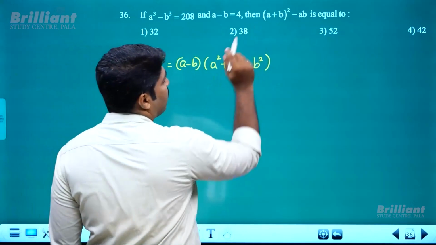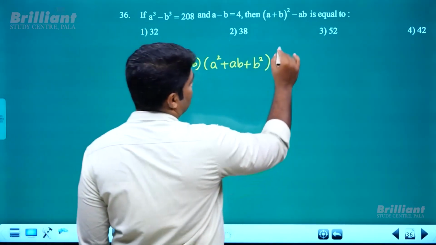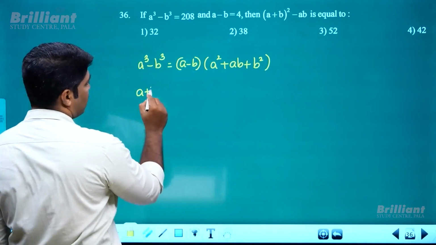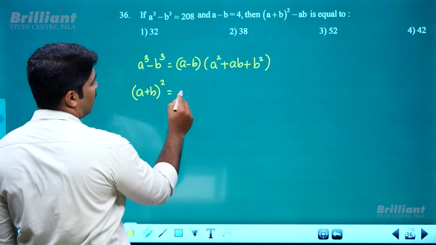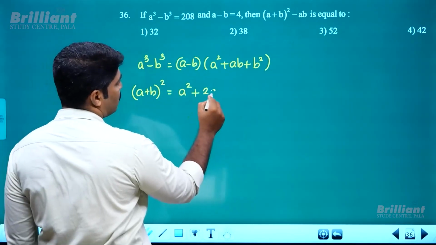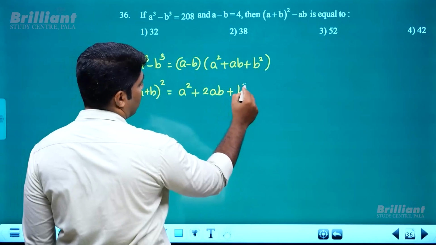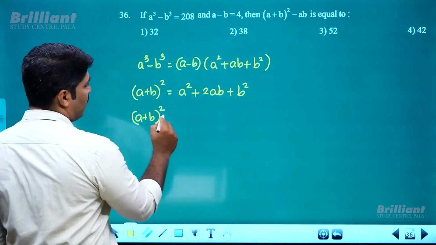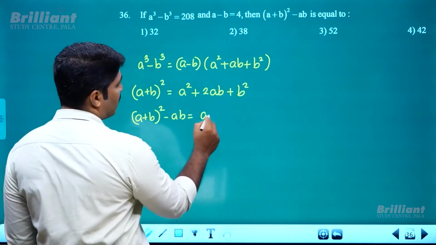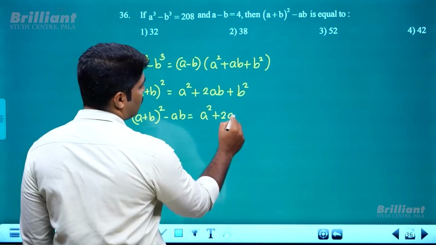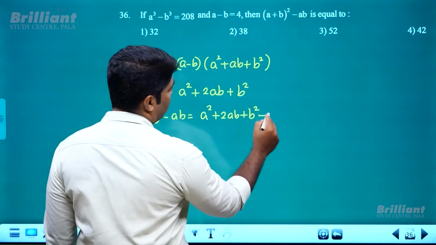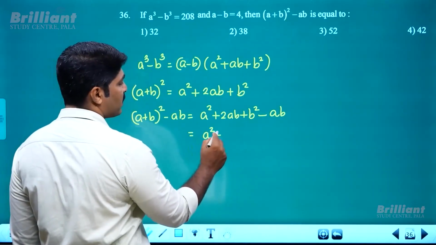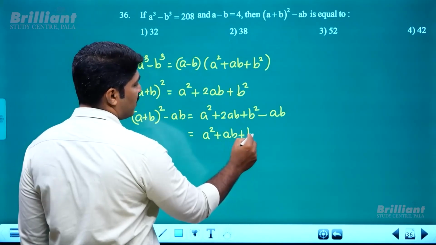Then what is a plus b the whole square minus ab? So first of all, we have to consider what is a plus b the whole square. That is a square plus 2ab plus b square. So therefore, a plus b the whole square minus ab is nothing but a square plus 2ab plus b square minus ab. What will happen? This 2ab minus ab is equal to ab itself. Therefore, a square plus ab plus b square.